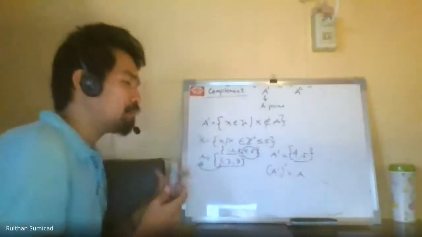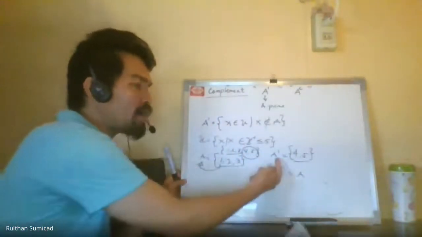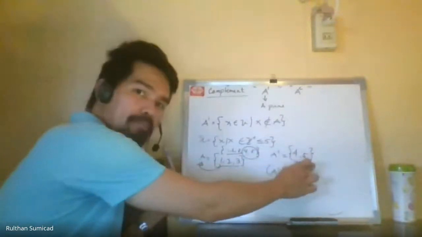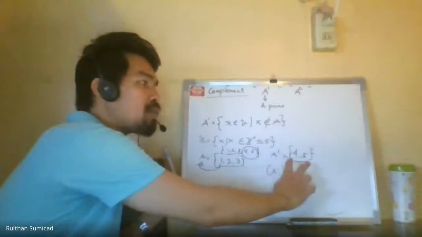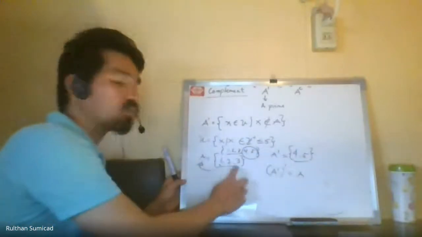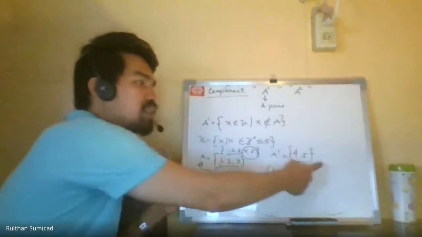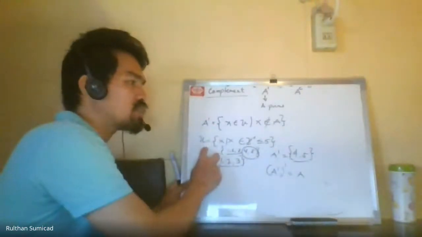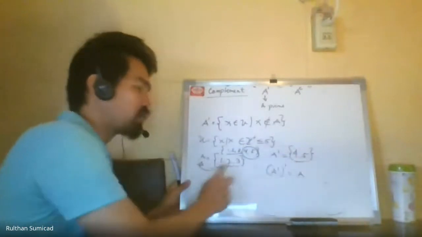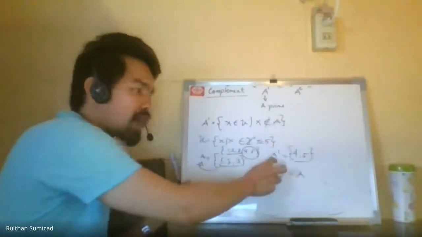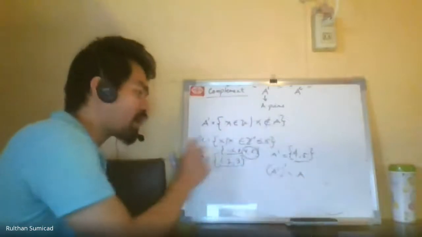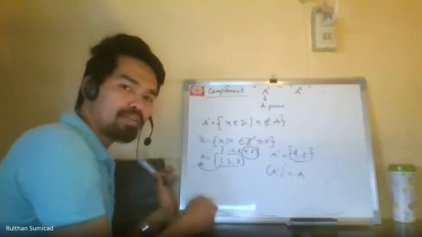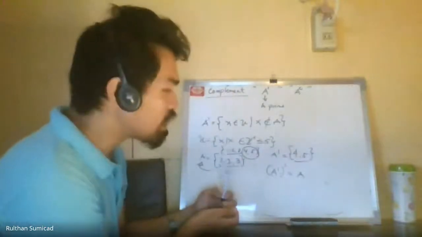Example, the complement of A is 4 and 5. Okay, so the complement of 4 and 5 is 1, 2, 3, because the elements found in the universe aside from 4 and 5 are 1, 2, 3. Therefore, the complement of the complement of A is A itself. I hope it makes sense to you. Any question?